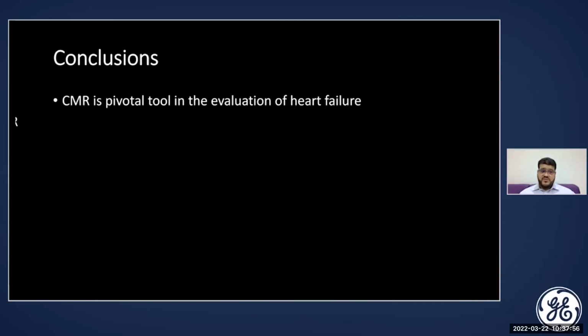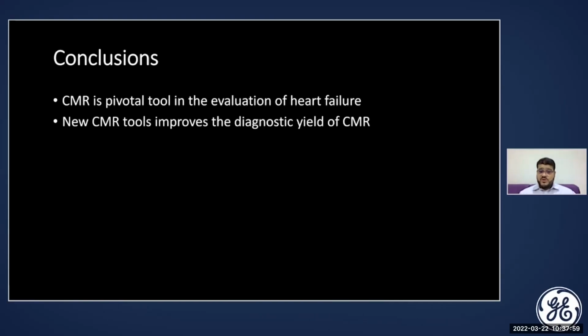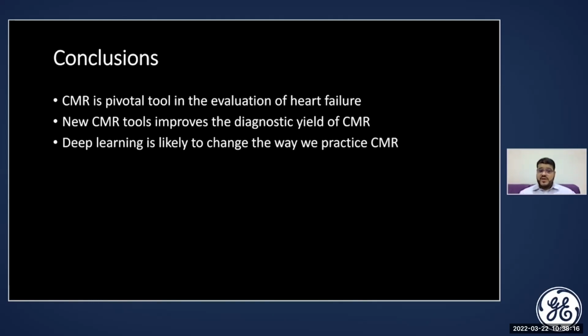each of the cases. New CMR tools, particularly deep learning, motion correction, and quantitative assessment are now available, and they significantly improve the diagnostic yield of cardiac MRI. And deep learning is likely to change the way we practice CMR. Now, we may take a patient that probably cannot breath hold, and hopefully by utilizing deep learning, get measures that are representative and diagnostic and may help us identify what is the problem in our patient.